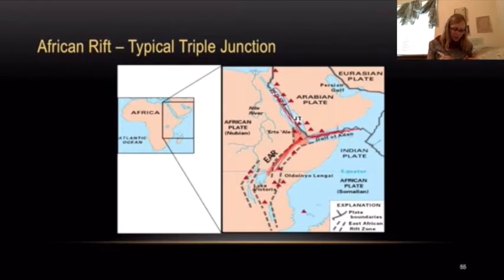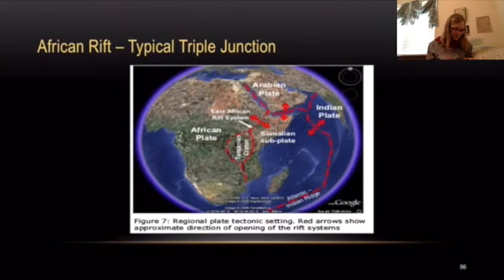You can see where it's already moved apart. Africa has moved apart from the Arabian Plate, and it's still moving apart. The eastern part of Africa will someday separate from the rest of Africa. One more picture showing that. This is where the triple junction is.